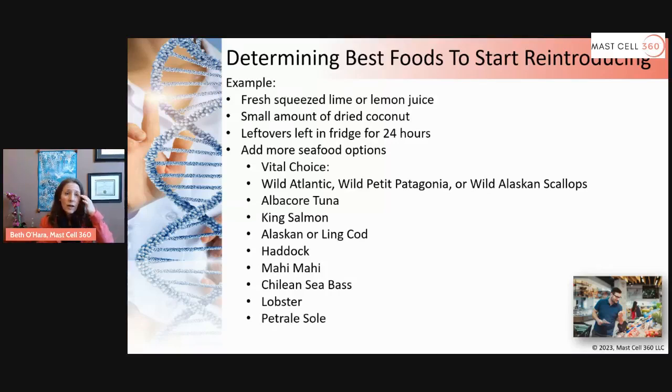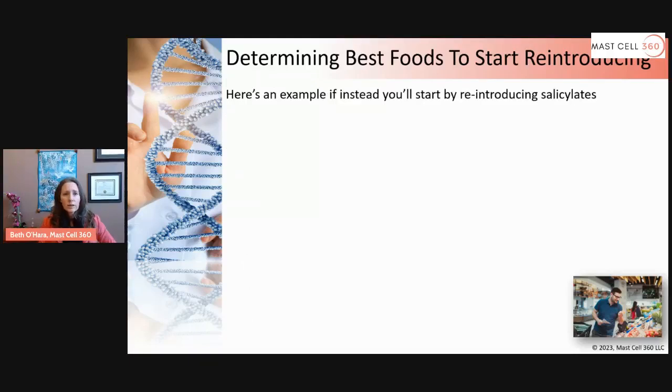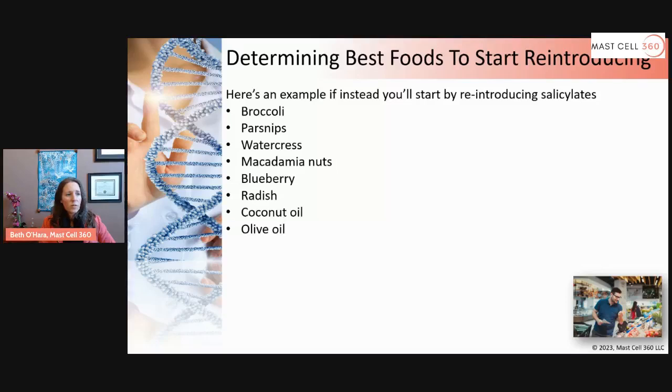Now, what if instead you want to start reintroducing salicylates? So here's some foods that you could bring on. You could trial, if you're reintroducing salicylates but keeping all these others low that we talked about, broccoli, parsnips, watercress, a little bit of macadamia, not a whole hog, but keeping it to 5 or 6 of them. Some blueberries, some radishes, coconut oil, olive oil. Olive oil might have just a smidge of histamine for some people.